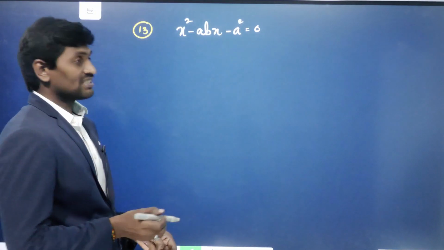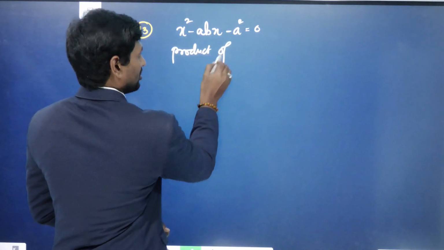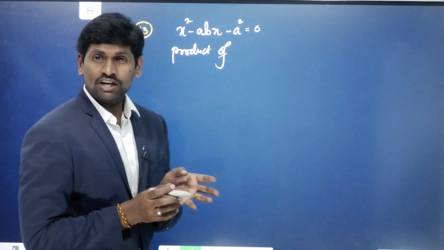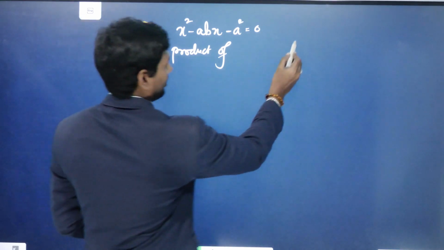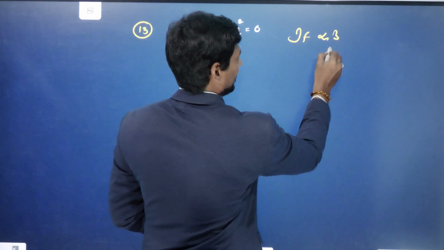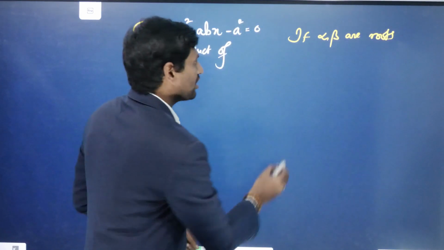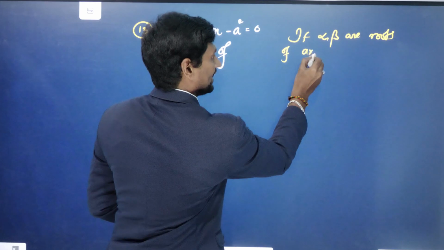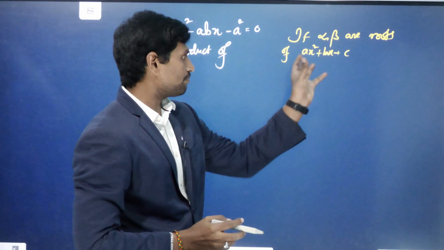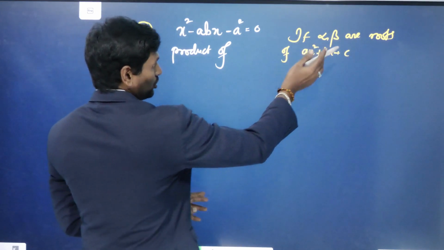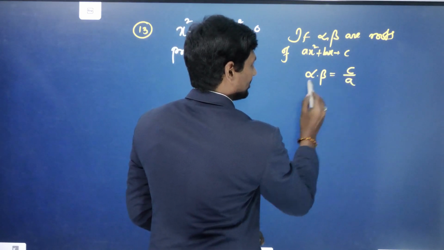So initially we discussed the product of roots. Alpha comma beta are roots of a quadratic equation. For example, let me write that. If alpha, beta are roots of ax square plus bx plus c, the quadratic equation general form, then the product of roots alpha into beta equals c by a, right?